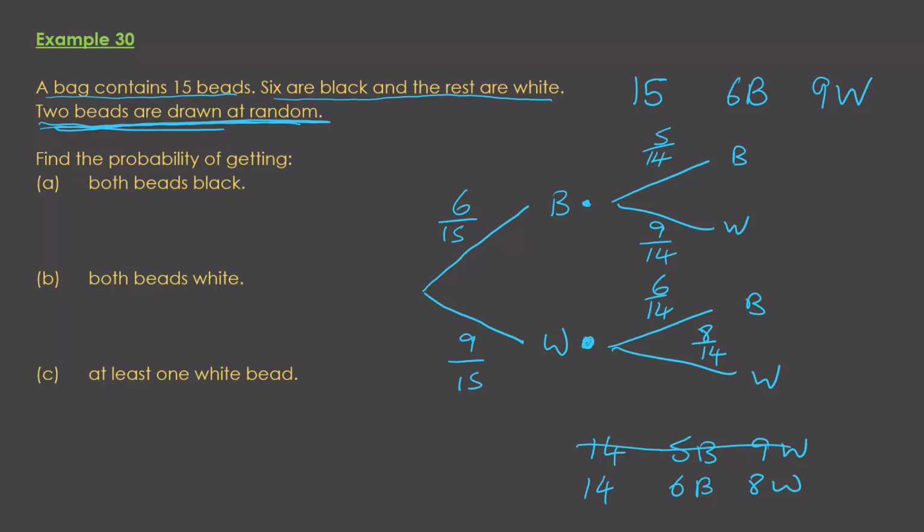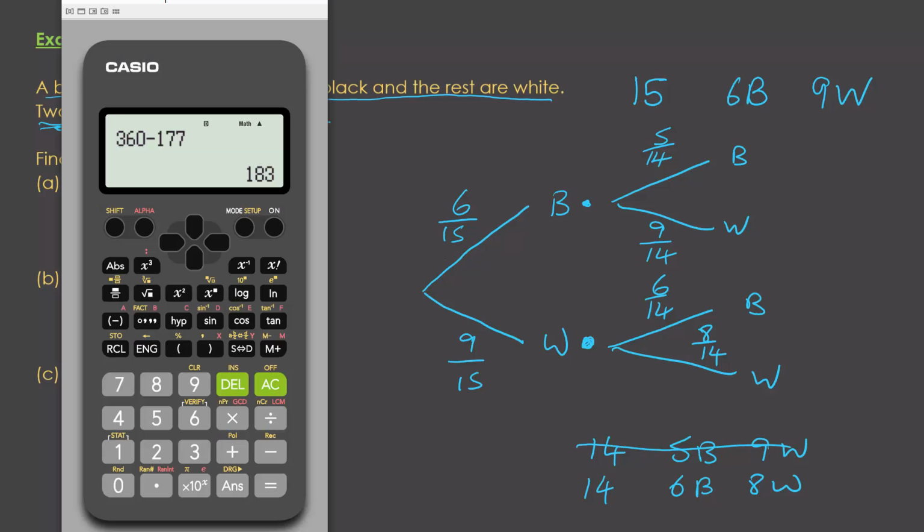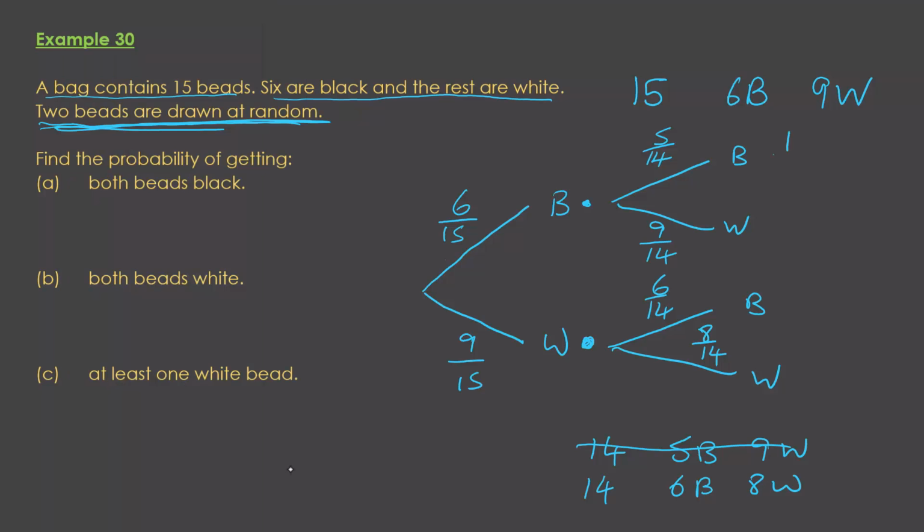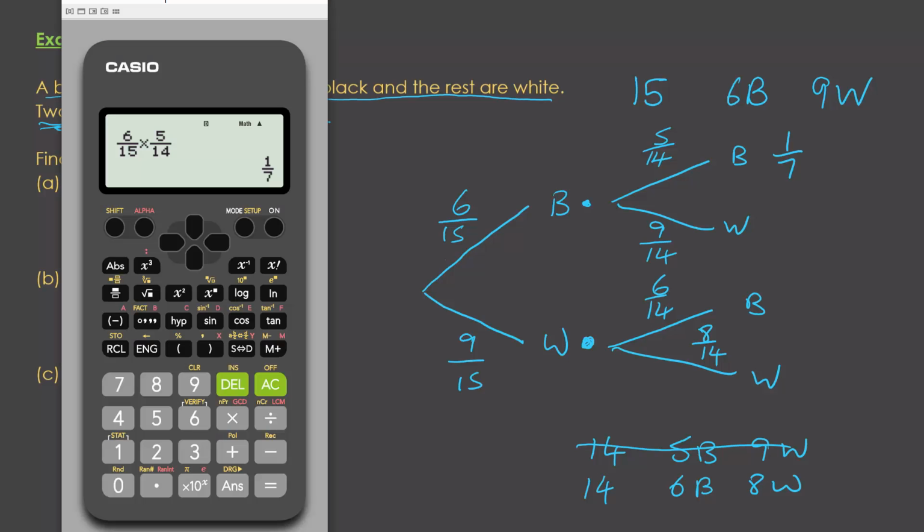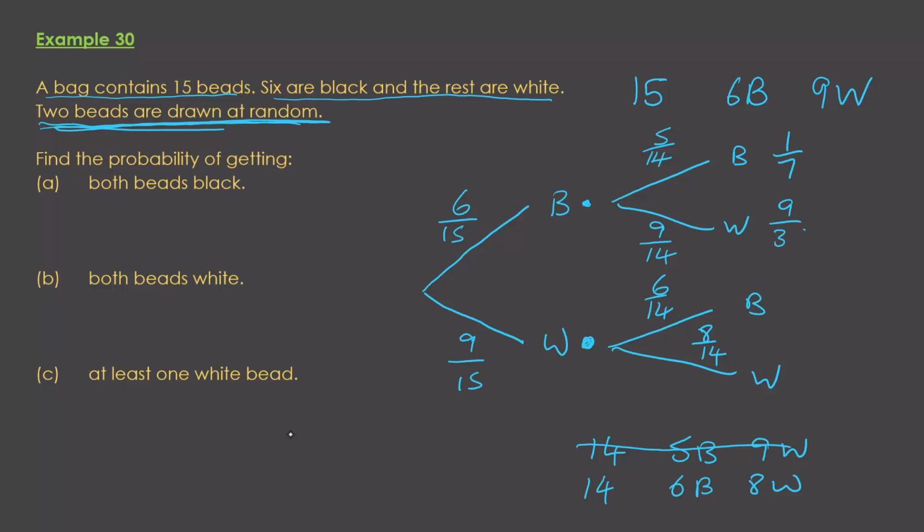Now let's work out all the probabilities at the ends. So I've got 6 out of 15 times 5 over 14. That gives me 1 over 7 just there. For the next one, it's 6 over 15 times 9 over 14, which is 9 out of 35.